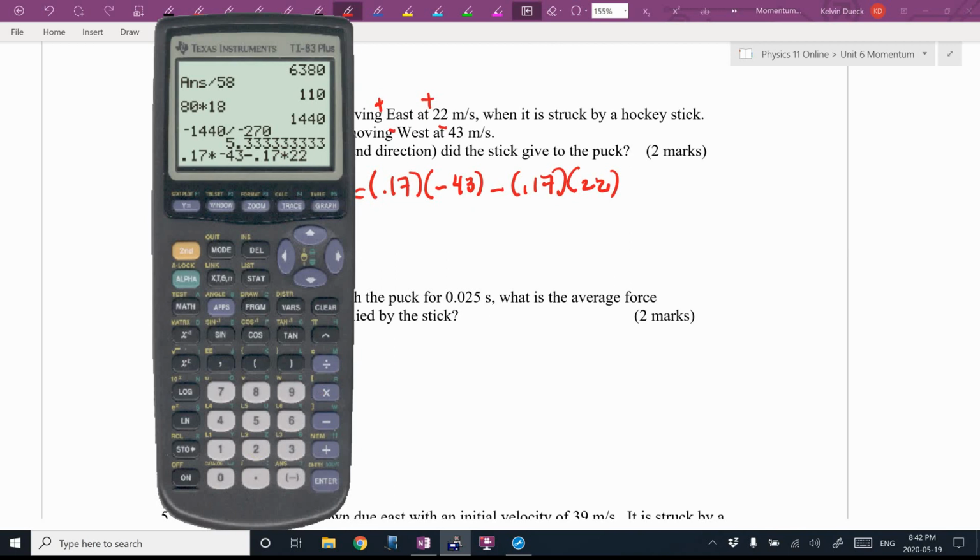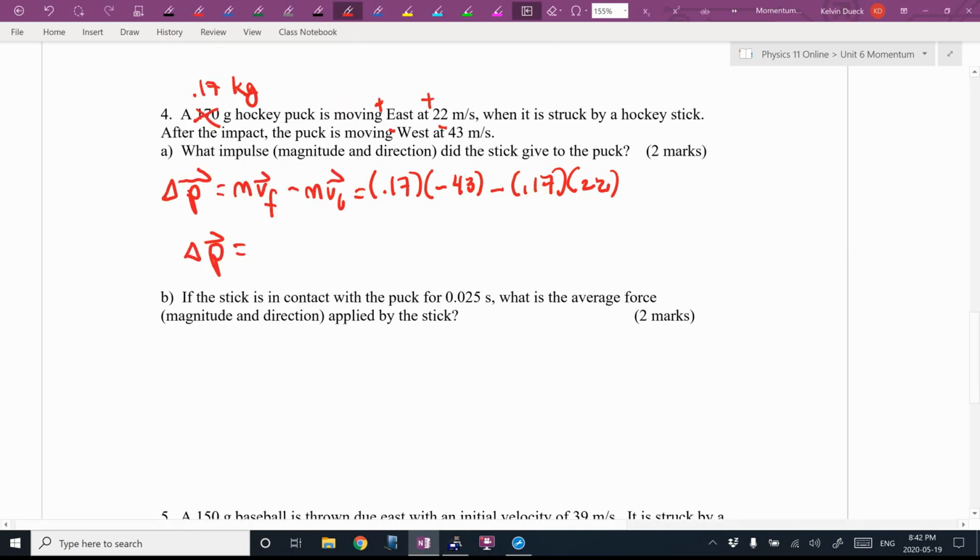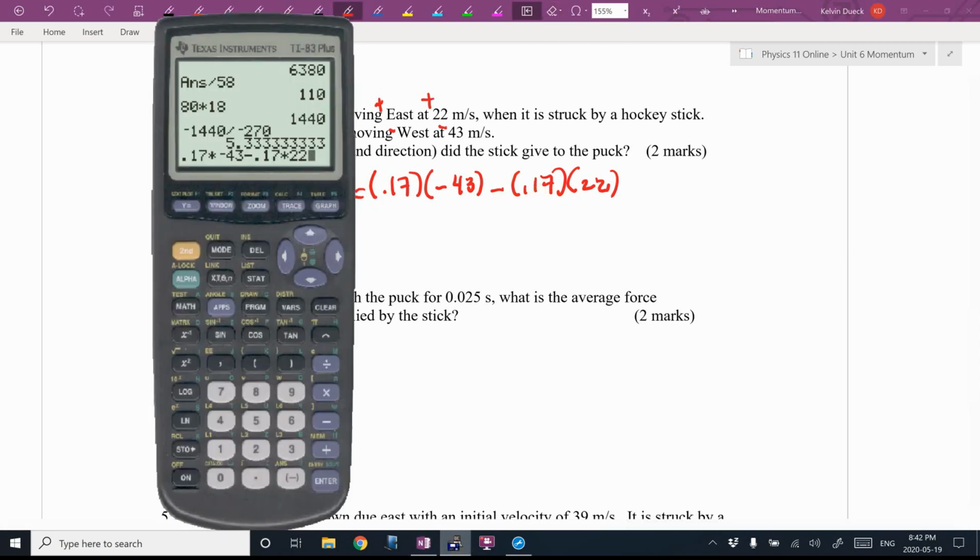By the way, you could have let east be negative and west be positive. In fact, I got to be honest, I'll often let the final be positive and the initial be negative, and that gives me a lovely little minus, which becomes a plus, which to me makes the math easier to do in my head, but I don't care.